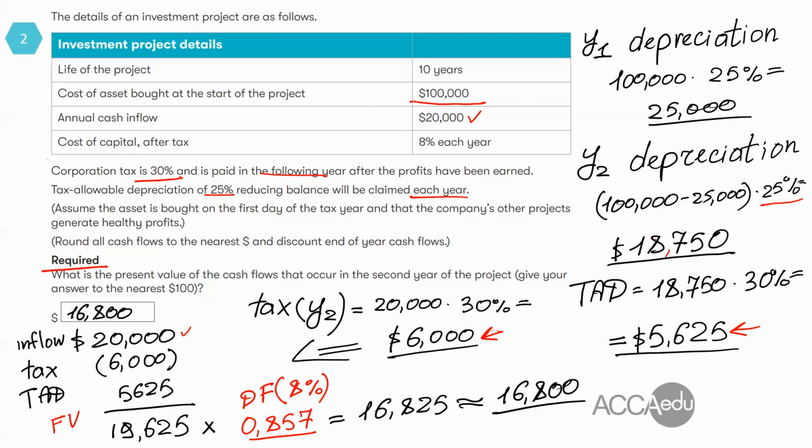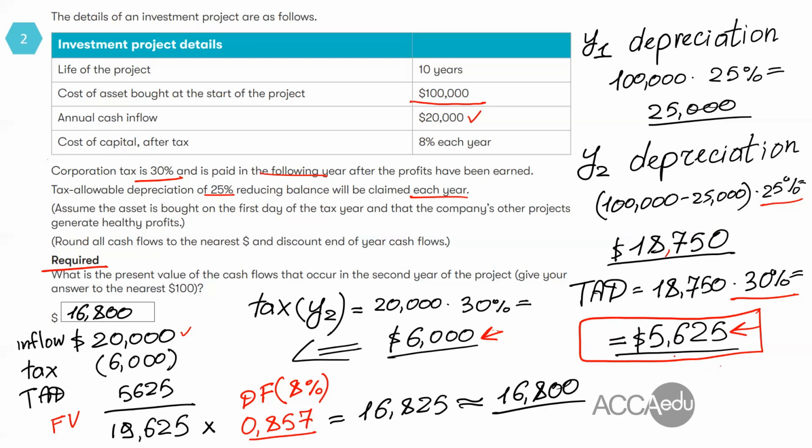$18,750. But because it is tax allowable, we multiply by the tax rate, which is 30%. So we're paying $18,750, but then we're getting a tax incentive, or tax deduction, of 30% of this amount, which is $5,625. So this is like cash savings, and we can treat it like a cash inflow.